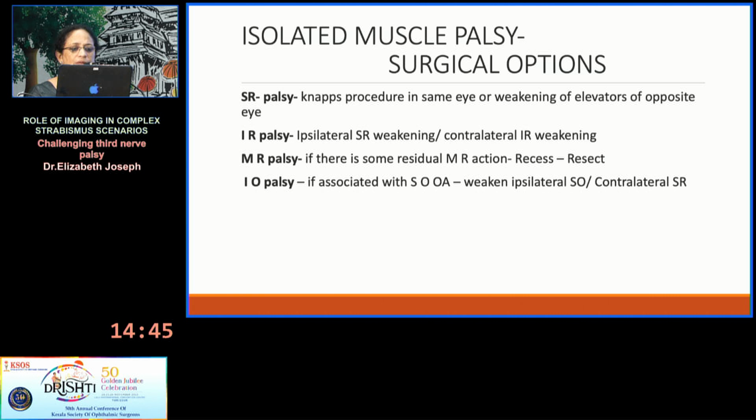If it is a superior oblique palsy, you can put the two horizontal muscle supports as in the NAP surgery, or you can weaken the elevators of the opposite eye. In inferior rectus palsy, you can have ipsilateral superior rectus weakening, contralateral inferior rectus weakening. MR palsy, if there is some residual action, recess resect. Inferior oblique palsy, if associated with superior oblique overaction, weaken the ipsilateral superior oblique and contralateral superior rectus.